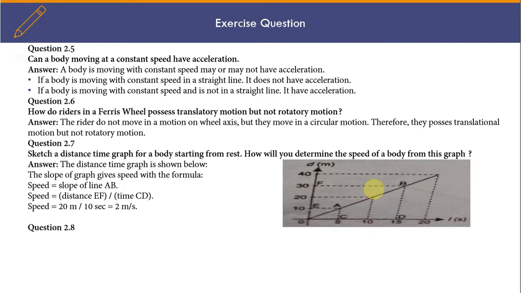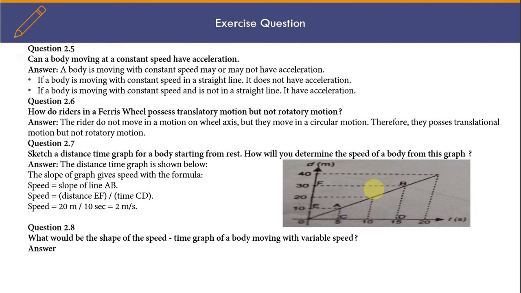Question 2.8, what would be the shape of the speed time graph of a body moving with variable speed? The shape of the speed time graph is zigzag if it is moving with variable speed. जो speed time graph होगा वो zigzag आएगा if the body is moving with variable speed.